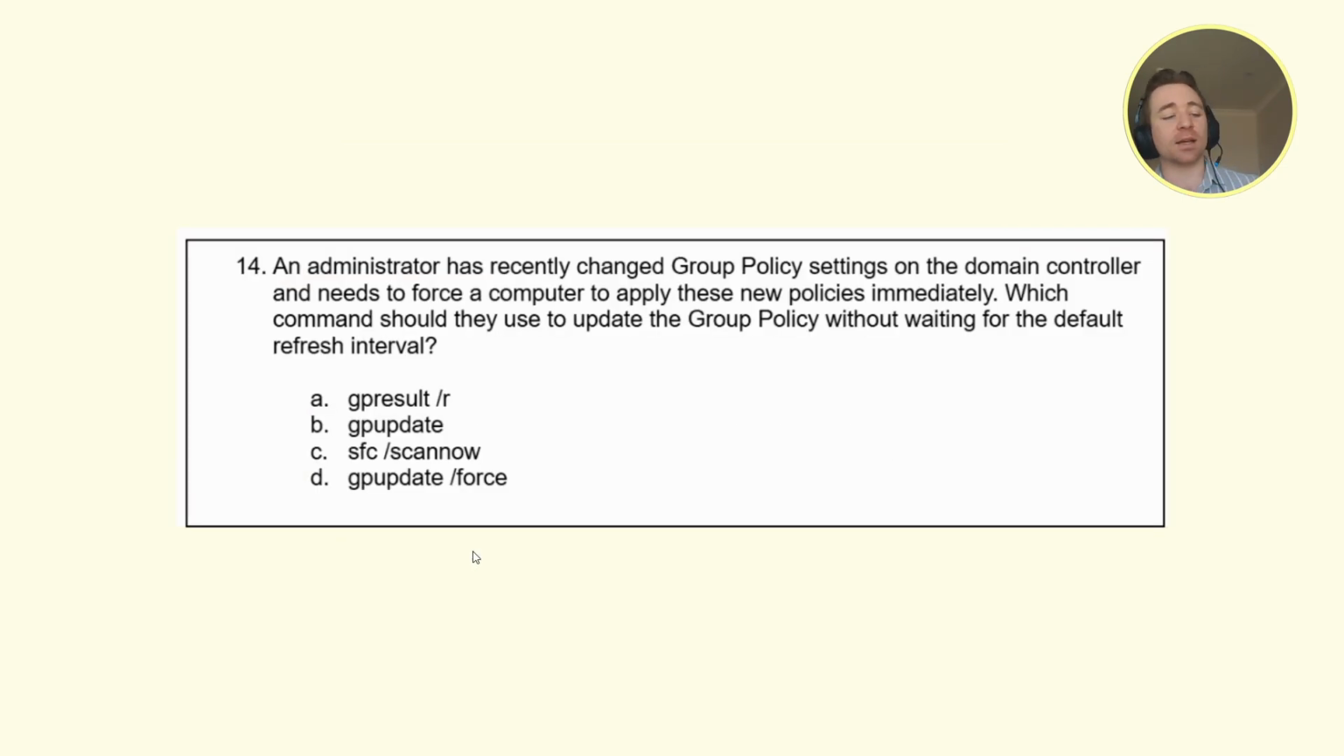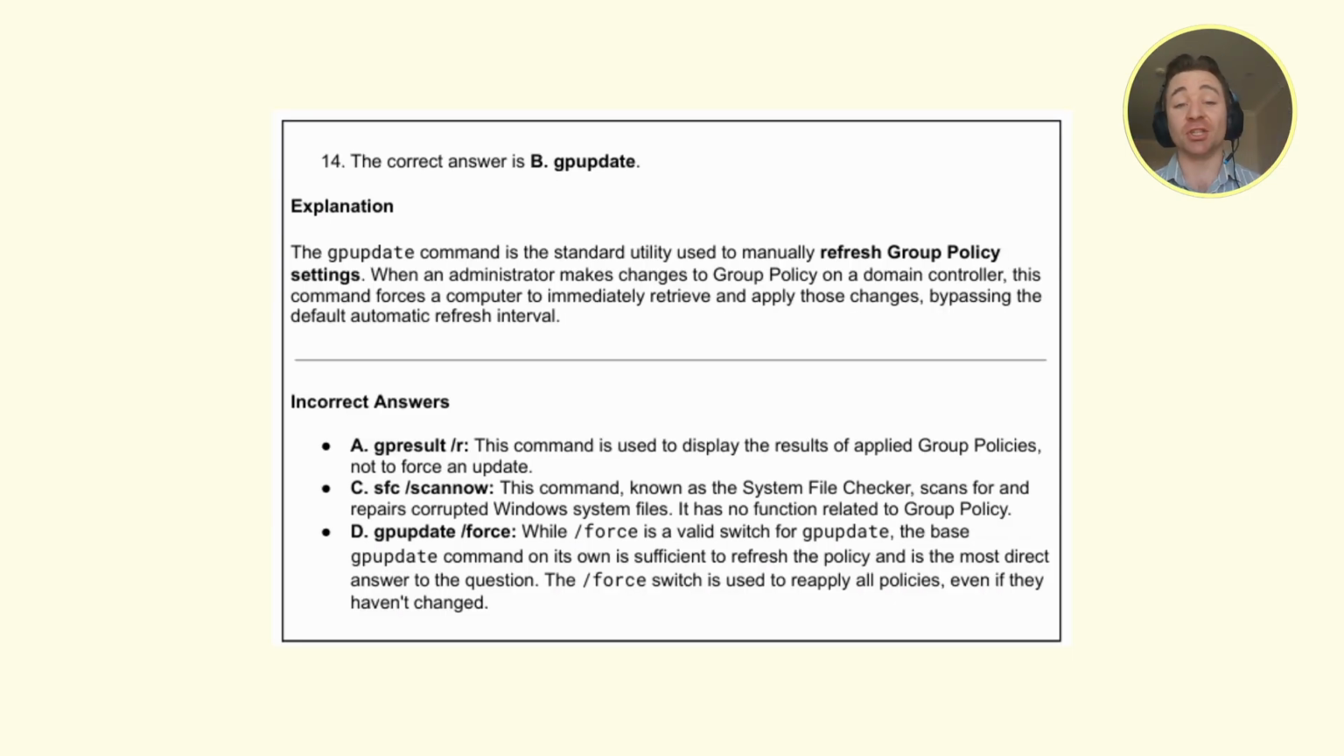All right, the next one, I think this is the last one, reads, an administrator has recently changed group policy settings on the domain controller and needs to force a computer to apply these new policies immediately. Which command should they use to update the group policy without waiting for the default refresh interval? Is it A, gpresult /r, B, gpupdate, C, sfc /scannow, or D, gpupdate /force? Your answer coming in 3, in 2, in 1. And the answer is B, gpupdate.